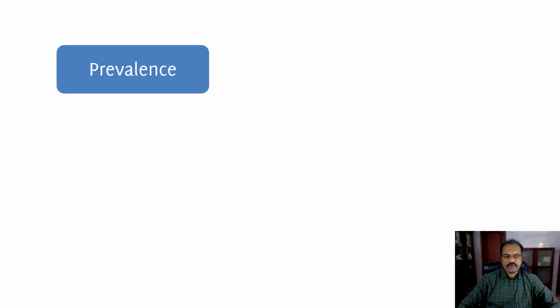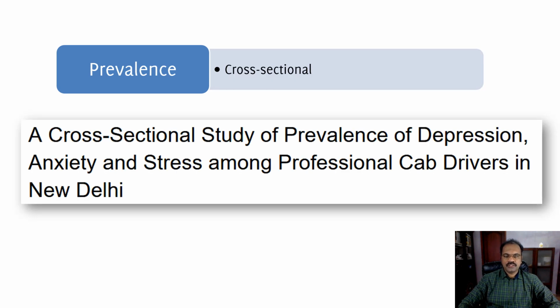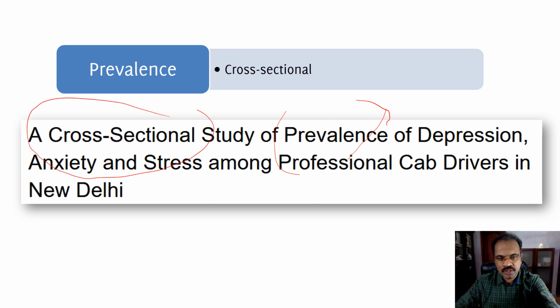For a prevalence study, the appropriate design to assess the prevalence of a condition in a particular population is to use a cross-sectional design. For example, see the title of this particular study: a cross-sectional study of prevalence of depression, anxiety, and stress among professional cab drivers in New Delhi. So basically they want to study the prevalence, and they have rightly used the cross-sectional design. So for a prevalence study, it should be of a cross-sectional design.